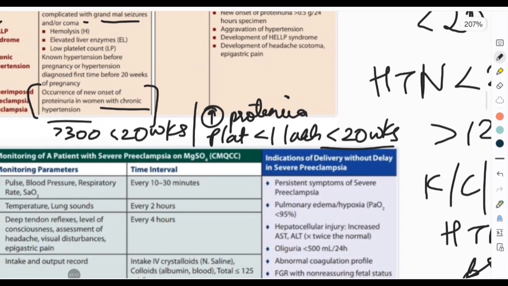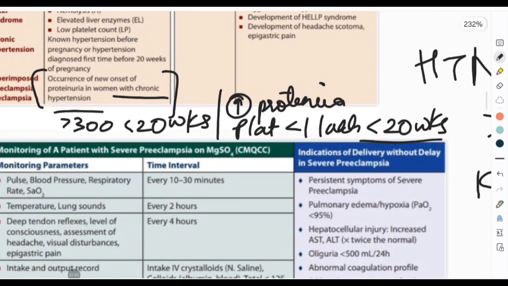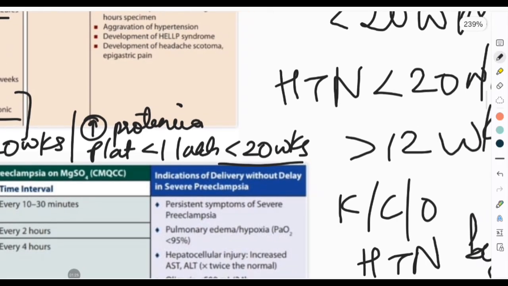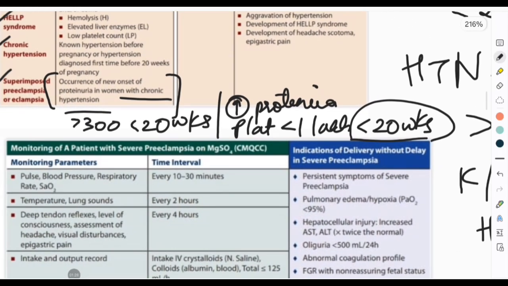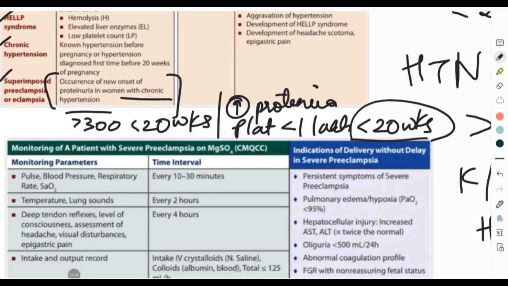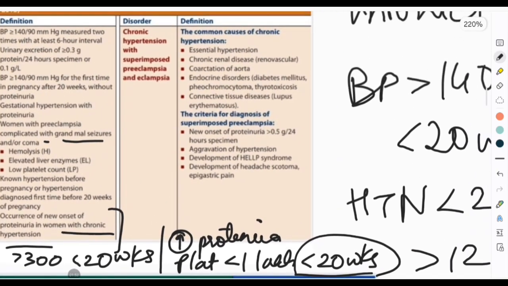So, what is superimposed preeclampsia on chronic hypertension? There is a new onset proteinuria in women with chronic hypertension. What is chronic hypertension? Less than 20 weeks. And new onset proteinuria, more than 300 mg per 24 hours in a hypertensive woman, but proteinuria before 20 weeks of gestation. Or a sudden increase in proteinuria or blood pressure, or a platelet count of less than 1 lakh in a woman with hypertension, but before 20 weeks. That is superimposed preeclampsia or eclampsia.